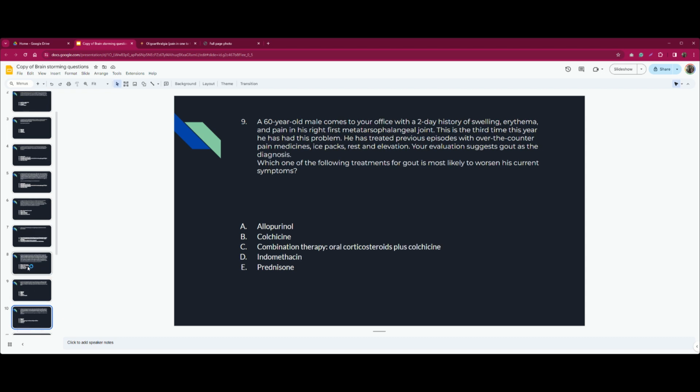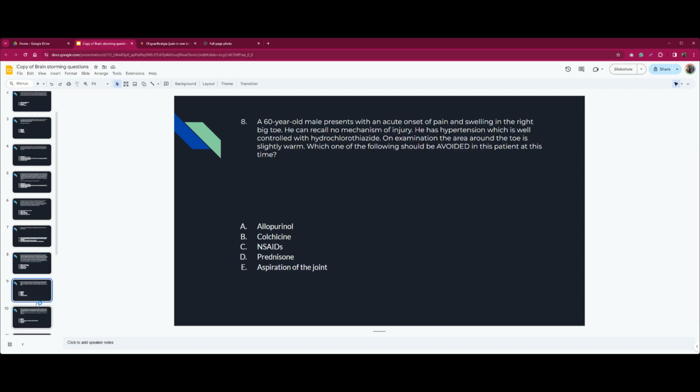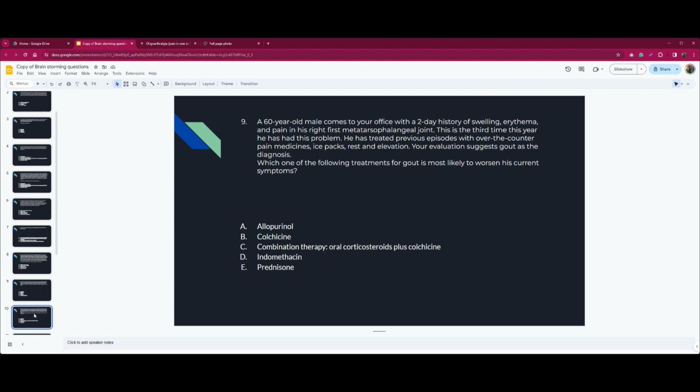Now, question number 9. A 60-year-old comes with a 2-day history of swelling, erythema, and pain in the first MTP. This is the third time this year that they had this problem. So remember, third time. More than 2 times in a year is a chronic one. He has treated previous episodes with over-the-counter pain medications, ice pack, rest, and elevation.